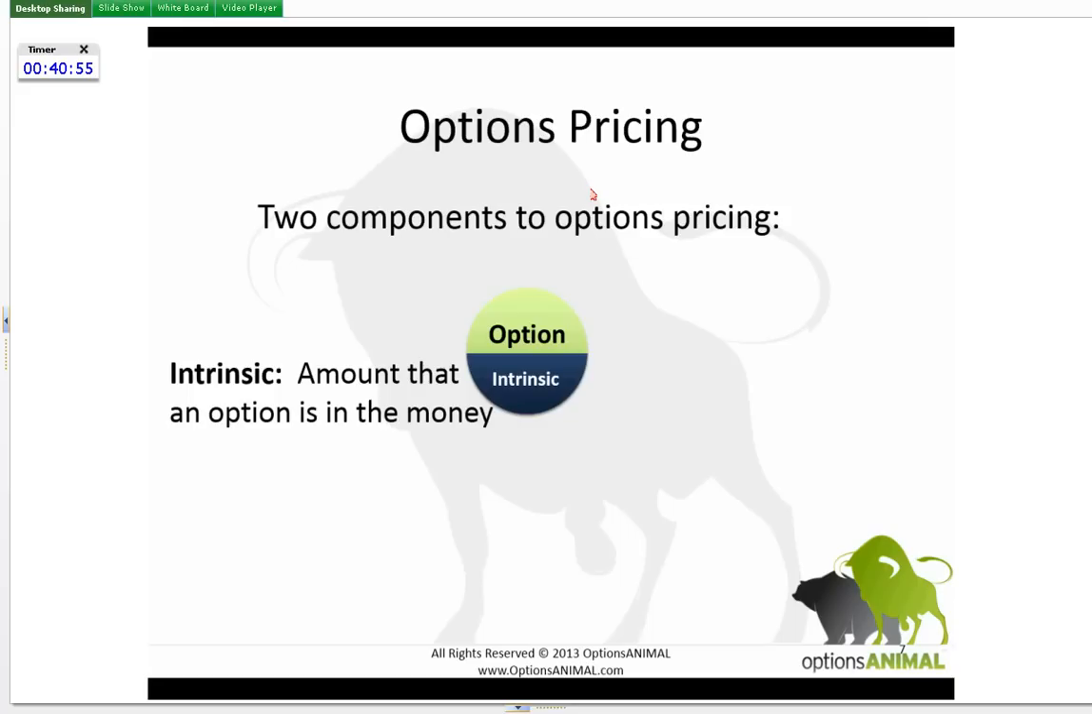Not to be confused with the stock's intrinsic value. That's a completely different thing. Same word, completely different meaning. But the intrinsic value of an option is the amount by which it is in the money.